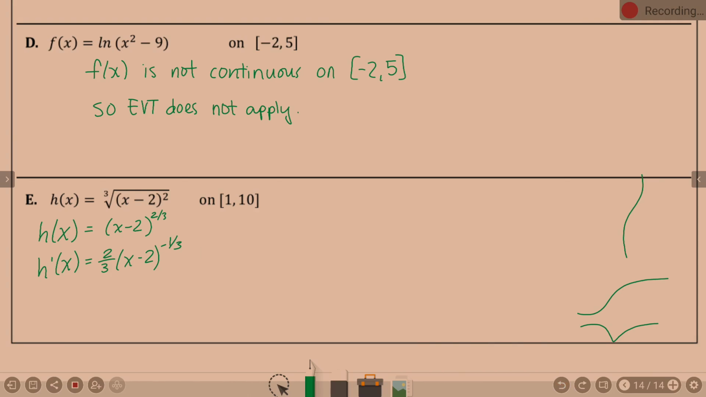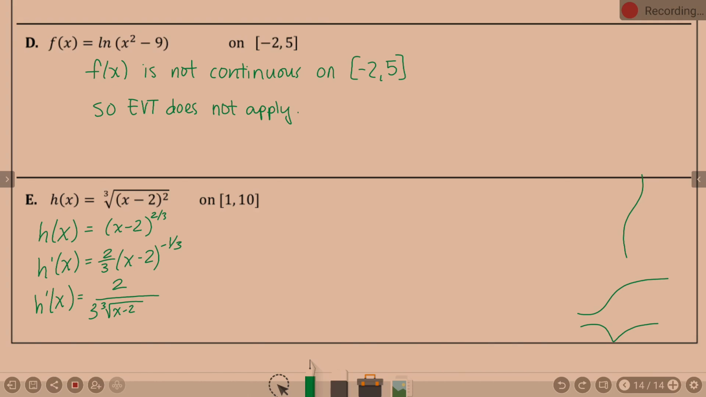Now, what is this written in a better form without the negative exponent? Negative exponents go where? To the denominator, yes? So what I would do here is this x minus 2 to negative 1/3. I take it to the denominator. Yes, it's x minus 2 to the 1/3, or it's the cube root of x minus 2. The 2/3, I would put the 2 up top, the 3 out front. The 2/3 is a constant. It doesn't really matter.